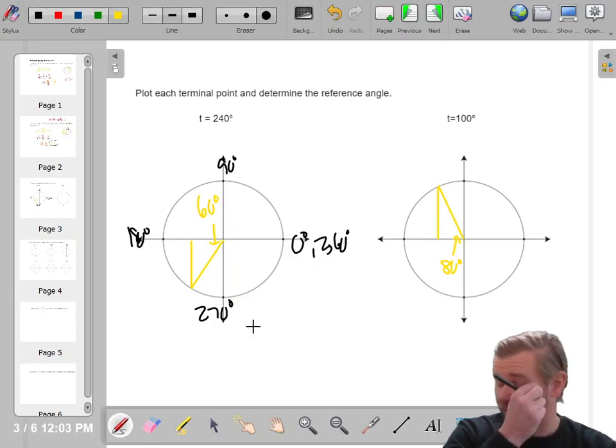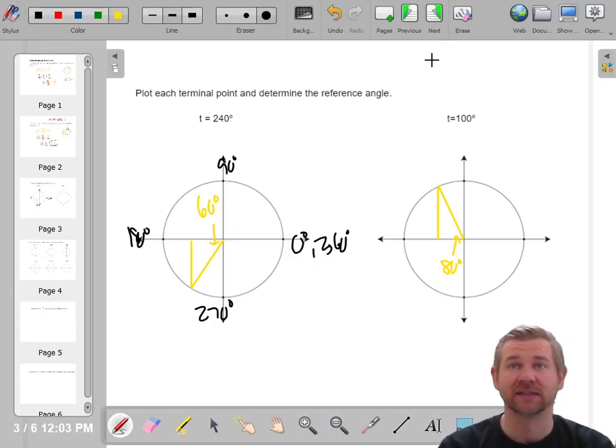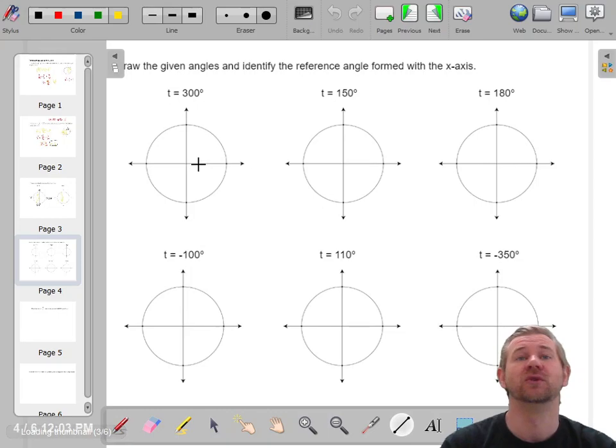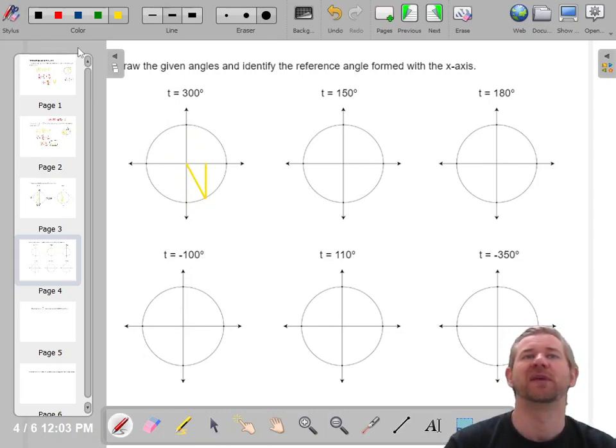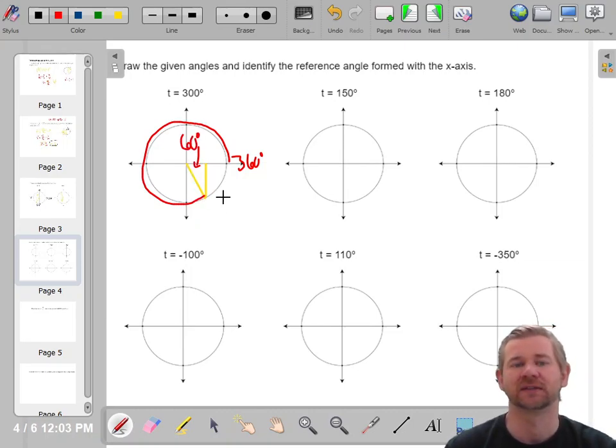I'm going to do more of those, and this is a really important concept for the unit circle. So let's do a bunch of them. 0, 90, 180, 270. I've got to go a little bit more, 300. But you always want to compare it to the x-axis. So if this is 360 and I'm at 300, then I'm 60 degrees short. That's the reference angle.